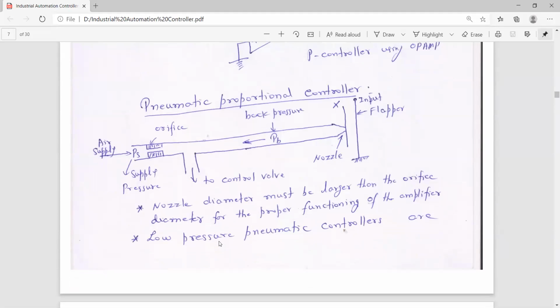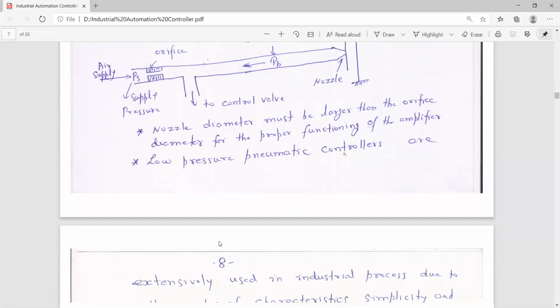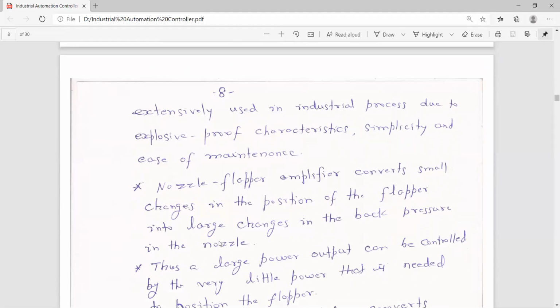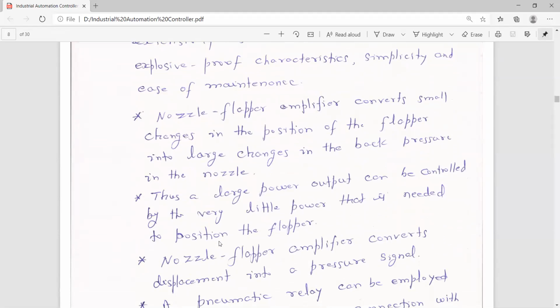Low pressure pneumatic controllers are extensively used in industrial processes due to their explosion-proof characteristics, and they are very simple and easy to maintain. Now, in this case, the nozzle flapper amplifier converts small changes in position, because we are going to change the position of the flapper, into large changes in the back pressure, that is PB. And thus a large power output can be controlled by the very little power needed to position the flapper.